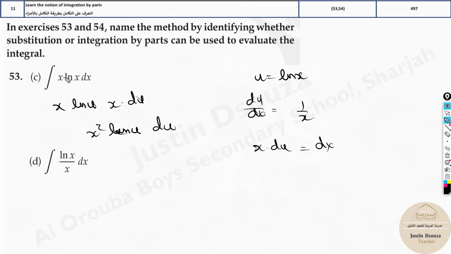So when you multiply natural logarithm with x, it is integration by parts directly. But here, yes, we can do u substitution. Why? Because ln x will be u. You're taking the entire natural logarithm x as u, divided by x. What is dx? x times du. See, this and this cancel, right? Now you can solve it. This becomes u squared by 2 plus c.